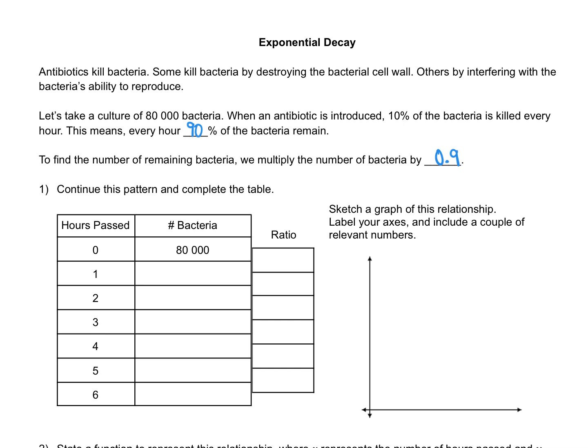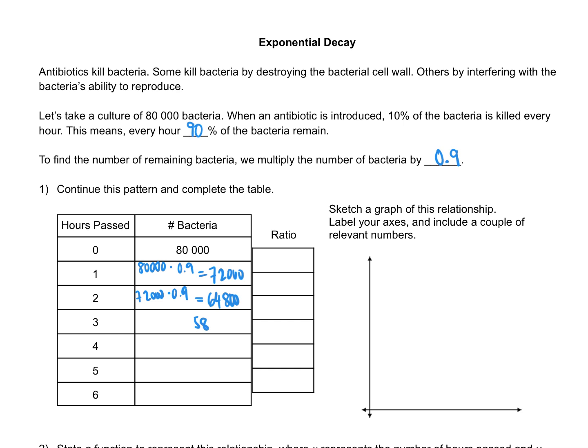After an hour has passed, we need to multiply 80,000 by 0.9, and we get 72,000 bacteria. Now I'm going to take this number that has already been multiplied by 0.9 once and multiply it by 0.9 a second time, and that's going to take us to 64,800. Then I multiply by 0.9 for the third time.